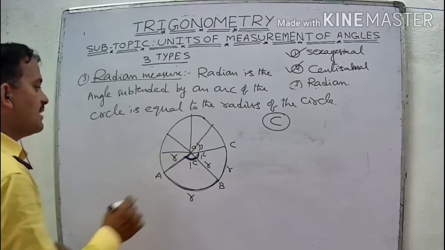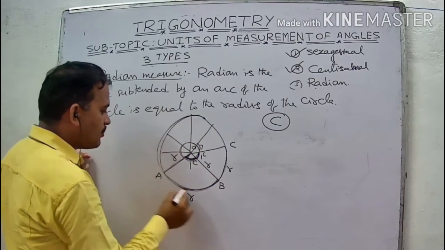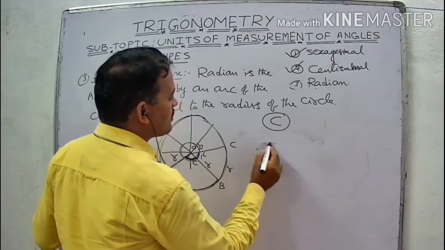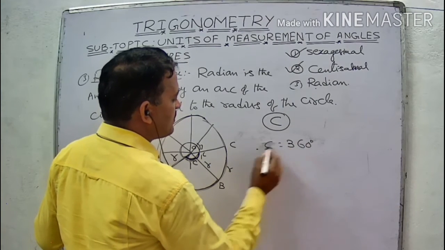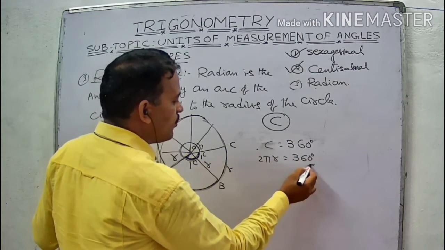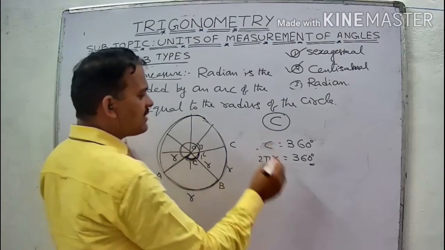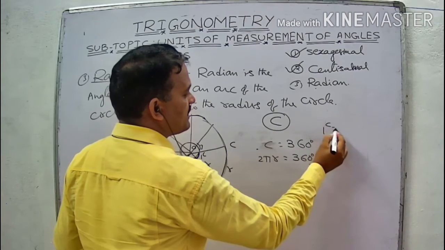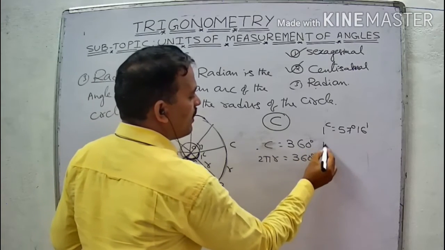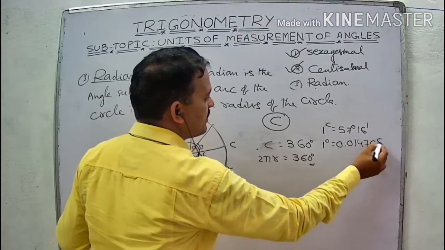Similarly, it will form one complete rotation, that is called the circumference. Circumference means C is completely 360 degrees. C is nothing but 2 pi r. The circumference of the circle is 360 degrees. After that, this conversion will be there, my dear friends. Here 1 radian is equal to 57 degrees 16 minutes, and 1 degree is equal to 0.01476 radians, my dear friends.